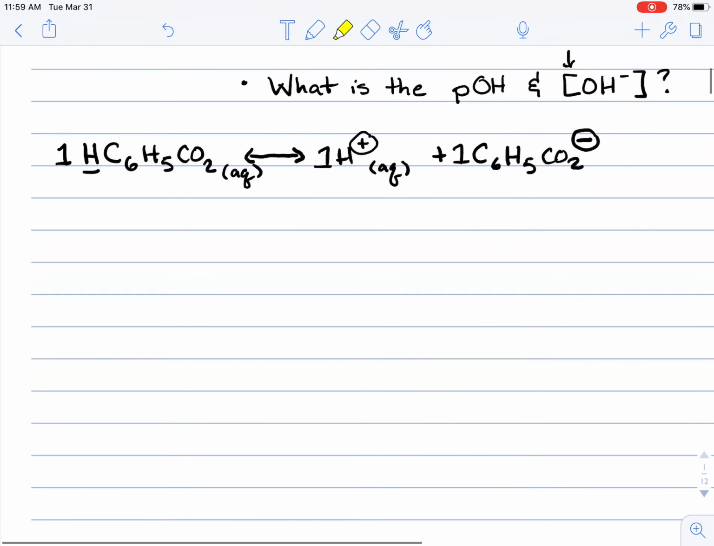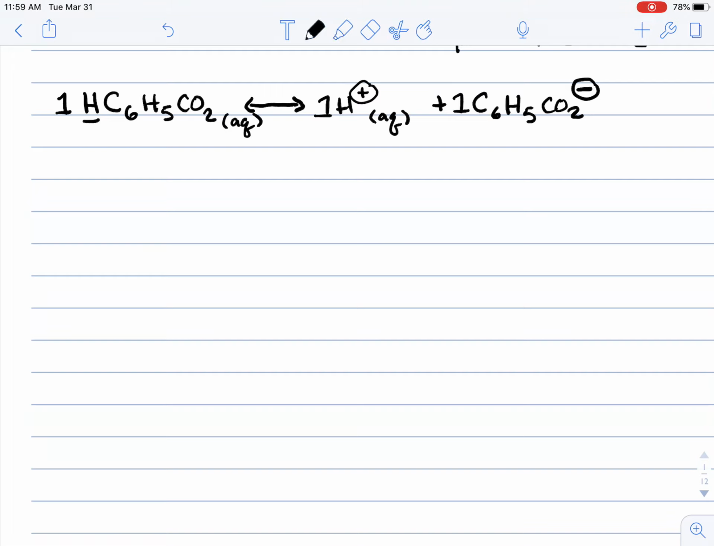All right, so now that we have a balanced chemical formula, we're going to write an ICE table. The ice table is going to represent the initial concentration of each and every single one of these chemical compounds. The C in ICE is going to represent the change. And last but not least, the E is going to represent the equilibrium concentration. So this is typically what we're interested in if we're trying to figure out the pH of the system.